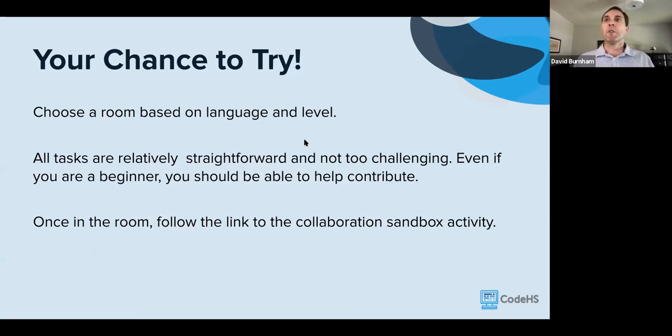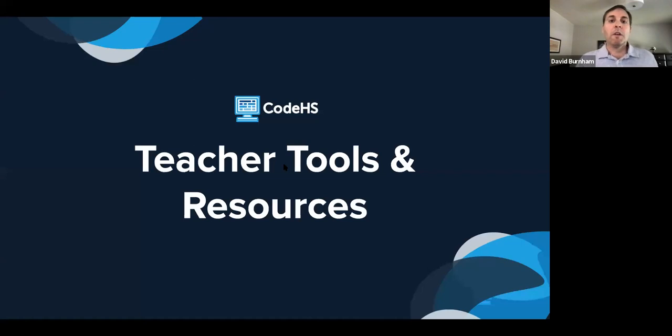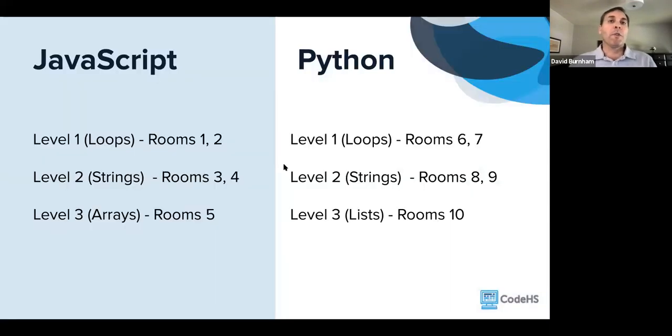So we're going to send you a link to different breakout rooms. And this time you're going to actually choose the breakout room based on the language that you may want to explore and your comfort with the language. So we have different tasks that are level 1, level 2, and level 3. All 3 of them are relatively straightforward. They do require multiple lines of code so that you can actually have a chance to look at that.